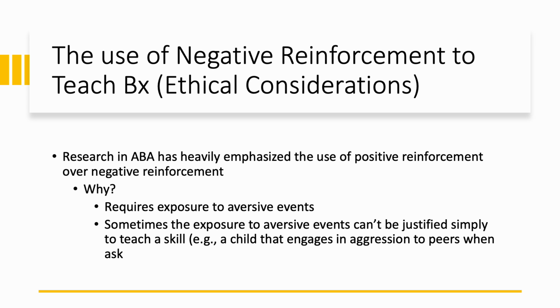So for example, we can teach communication skills such as stop, I don't like that, I need more time. We could teach a person to wait appropriately through the use of negative reinforcement. There are different skills that we can teach through negative reinforcement. And we will continue to teach certain skills through the use of negative reinforcement.